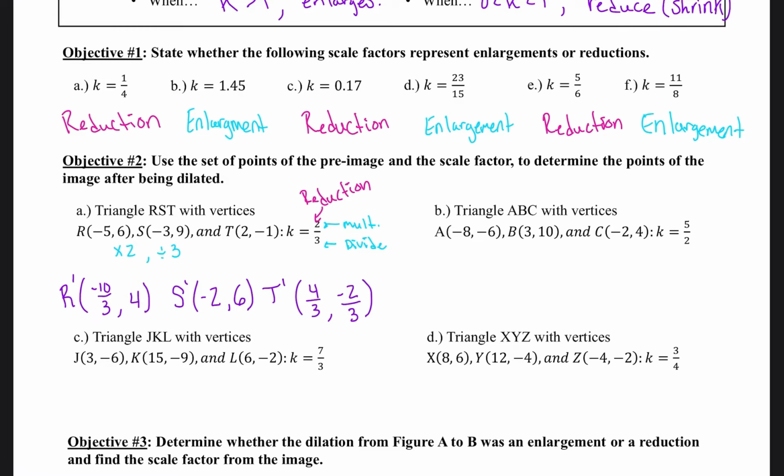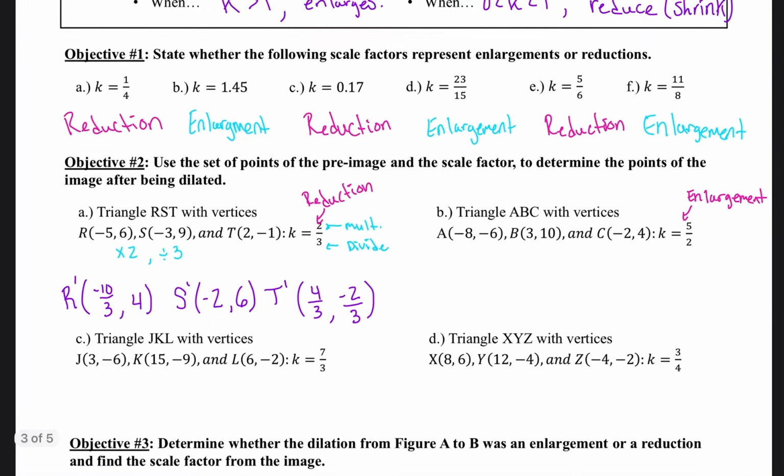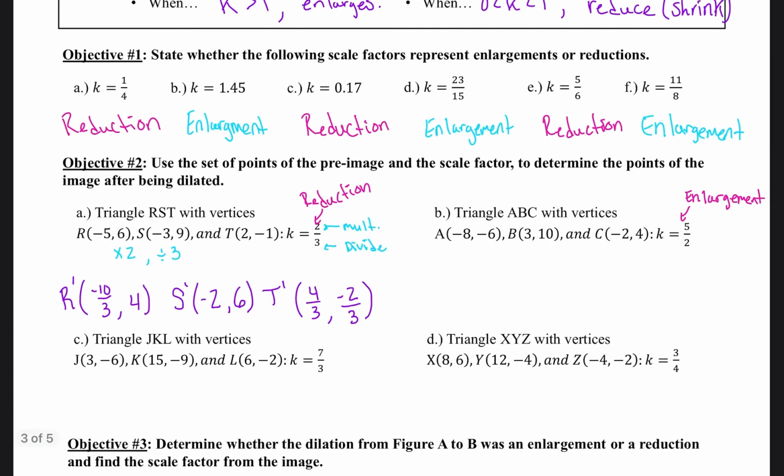Taking a look at B, same idea. This one, though, definitely is going to be an enlargement. That number is bigger than 1, so we expect that our figure is going to get bigger here. And working our way through that, again, we know we're going to multiply by the number on top, so multiply by 5, and then we're going to divide by the number on the bottom, so I'm going to divide by 2. Again, we're multiplying by the 5, dividing by the 2. So I'm going to work through that and see what answers I get.